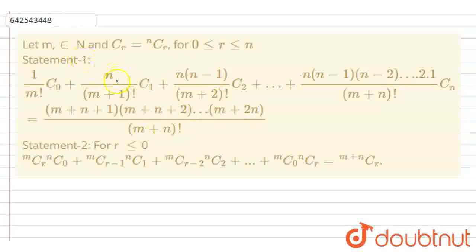This is statement 1 we have to prove. And the statement 2 is: for r less than or equal to n, MCR NC0 plus MCR minus 1 into NC1 plus MCR minus 2 into NC2 up to MC0 into NCR is equal to (M plus N)CR. We have to prove this one. Okay students, let's move to the answer. First, I am going to take statement 2.